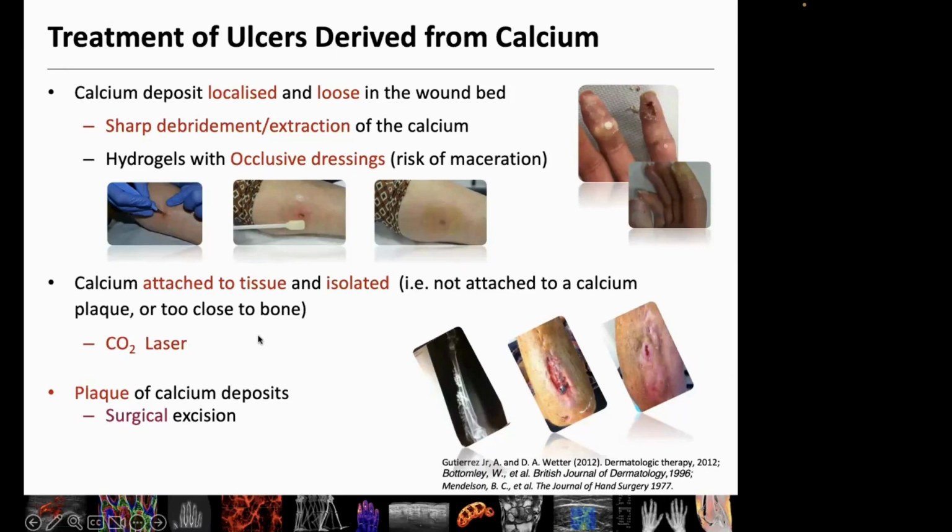If it's a localized area, but we cannot reach because it's not open yet, it can be done through laser. Laser facilitates the cut on the skin, and then they remove it because it breaks down a little bit the calcium. And if it's large plaques like here on the elbow, what we do is we do surgical excision. However, it's very hard to remove all the calcium deposits. So that's for you to discuss with your surgeon and decide what they can do for you.